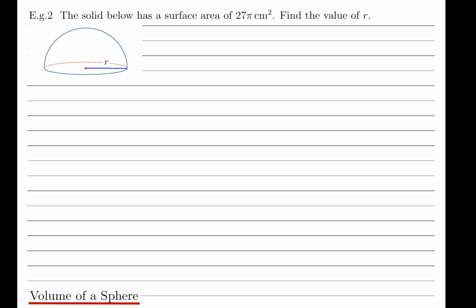The solid below has a surface area of 27 pi centimeters squared. Find the value of r. All right, now, I've been meaning to give you a problem like this for a while. Some of the questions in the book go down this path, but it's an interesting idea when we're actually told what the surface area is and we need to go back and find some of the dimensions of it, okay? So what you want to do here is start off by saying, well, can we find the entire surface area of this thing in terms of r, okay? So that's our goal.